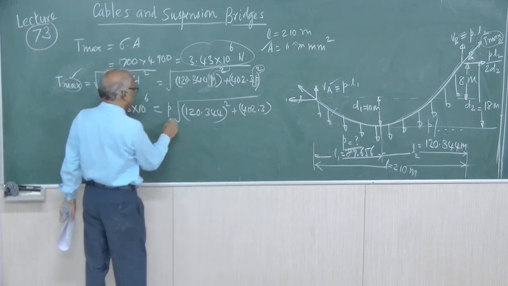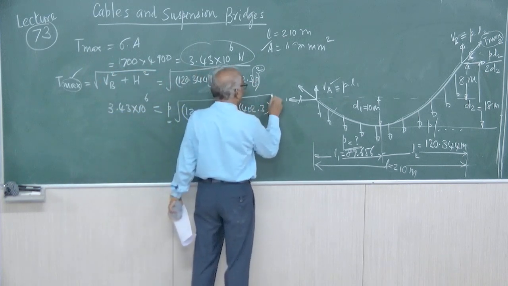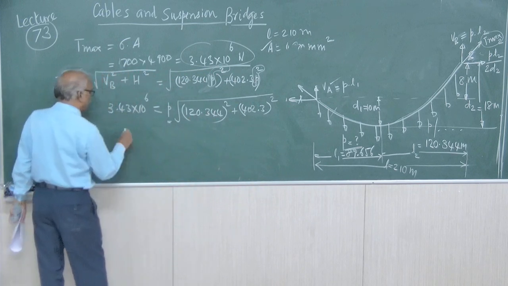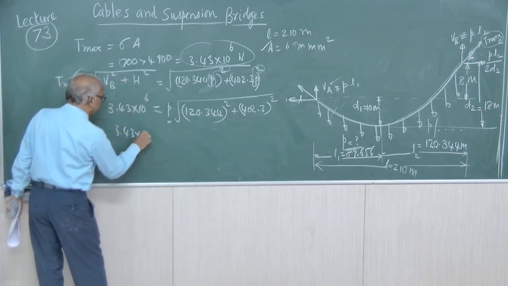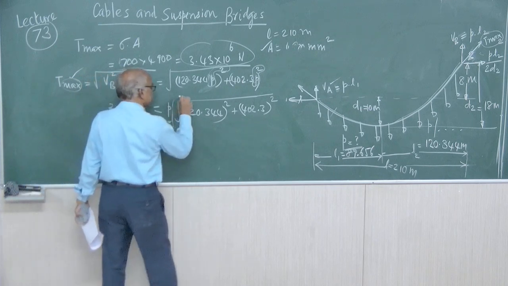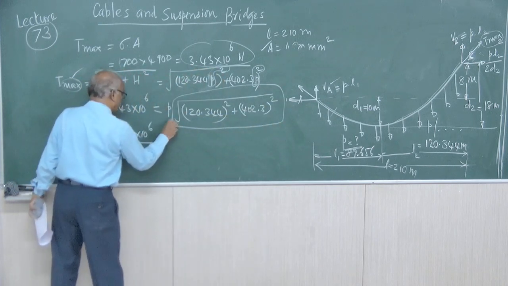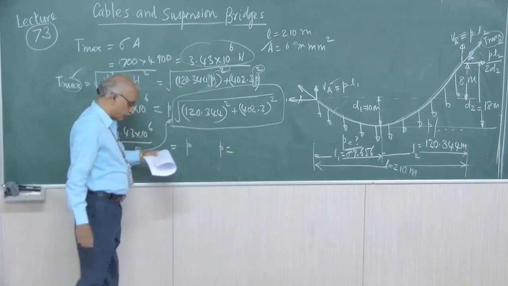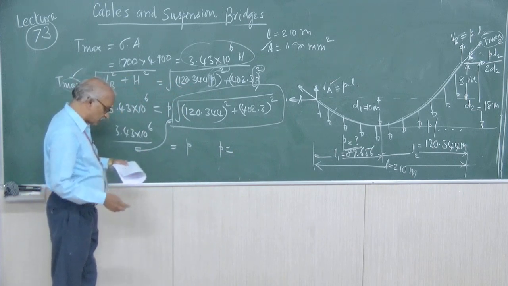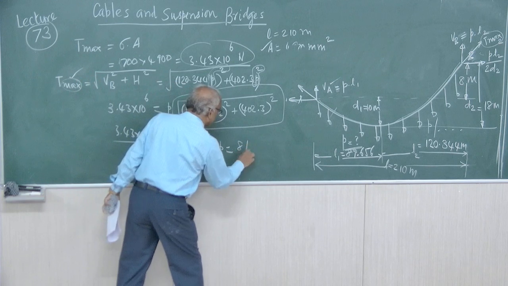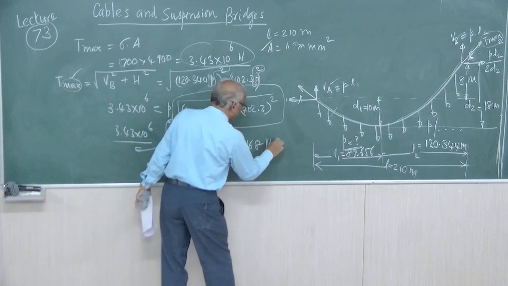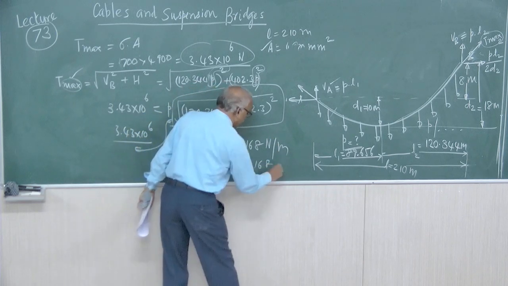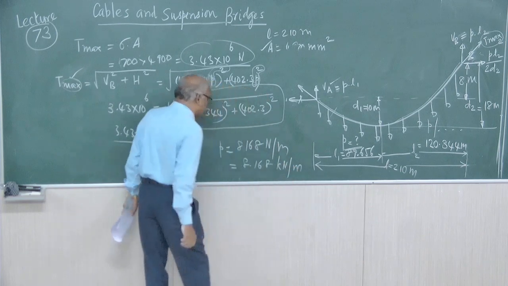So that is this P. Therefore, this square. So we find it's a number. This is a number. P is the only unknown. Therefore, 3.43 into 10 power 6 divided by this value. This value equal to P. So that will give you the value of P. Now P equal to 8.168, 8168 actually. 8168 Newton per meter, or equal to 8.168 kilonewton per meter. So this is how we have to find out.